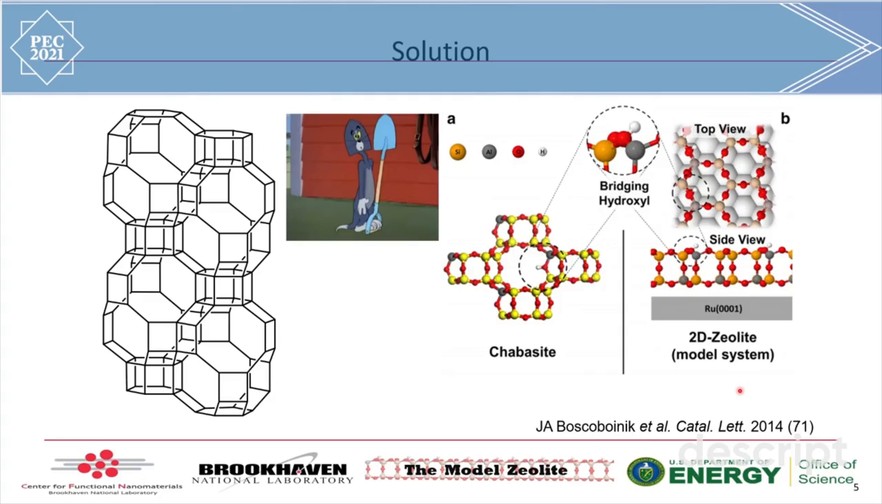So the flat catalyst is a two-dimensional model system which shares a lot of similarities with the 3D catalyst. For example, Hannibal and his colleagues developed a two-dimensional zeolite model system to represent chabazite, which is a kind of zeolite. And you can see it shares the bridging hydroxyl groups between the 2D version and the real catalyst. With this model system, we can study many interesting behaviors, and then we can get a better understanding of what to expect in a real catalyst.